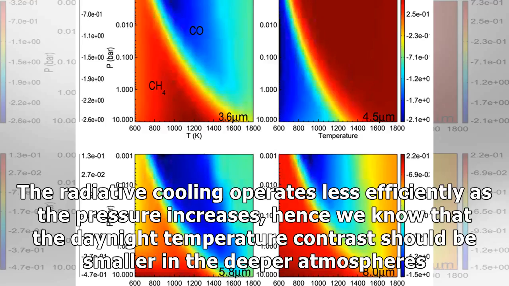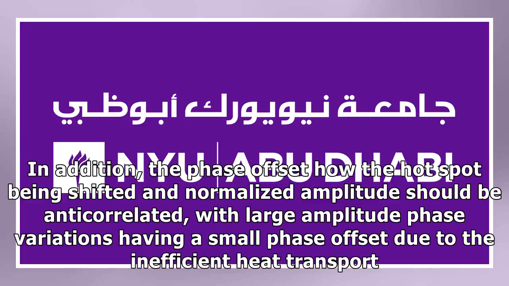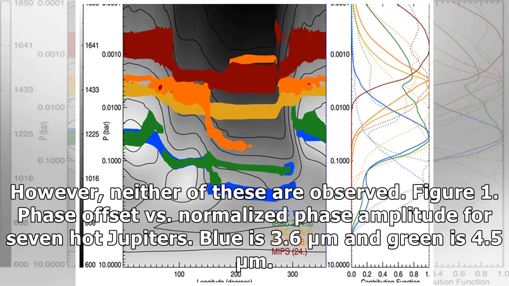Radiative cooling operates less efficiently as the pressure increases, hence we know that the day-night temperature contrast should be smaller in the deeper atmospheres. Therefore, one would expect the day-night temperature contrast, represented by the observed phase amplitude, to also be smaller at 3.6 micrometers than at 4.5 micrometers. In addition, the phase offset, how much the hotspot is shifted, and the normalized amplitude should be anti-correlated, with large amplitude phase variations having a small phase offset due to the inefficient heat transport. However, neither of these is observed.